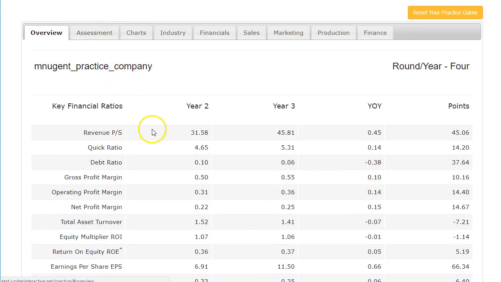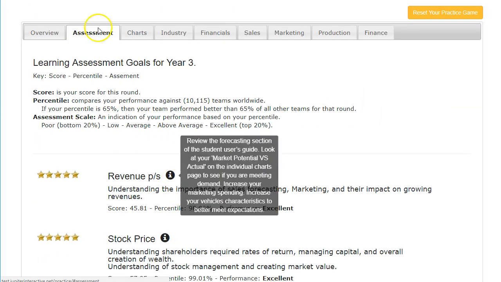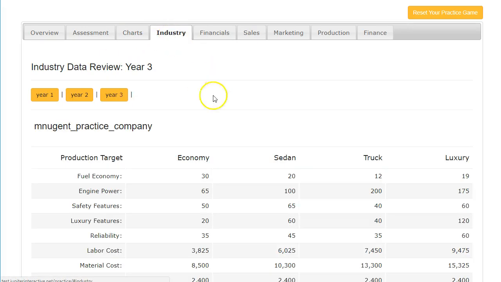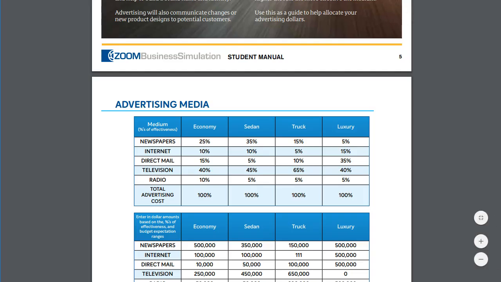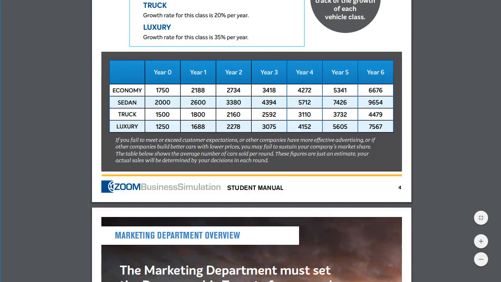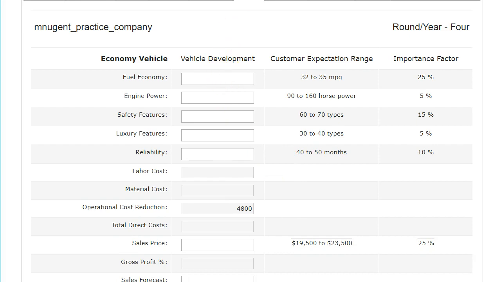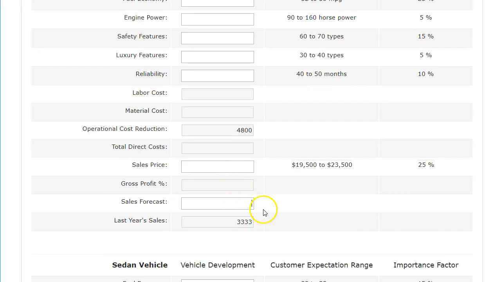So again, I repeat the process in round 4. I check out my assessments, look at the advice they have, check out the charts, look at my industry and my competitors, and then go back to sales. I may quickly review the student user guide to see what year 4 sales look like. And we got like 4, 5, 4, 6, 3, 4. I think I'll go with that. So I think I'll go with 4.